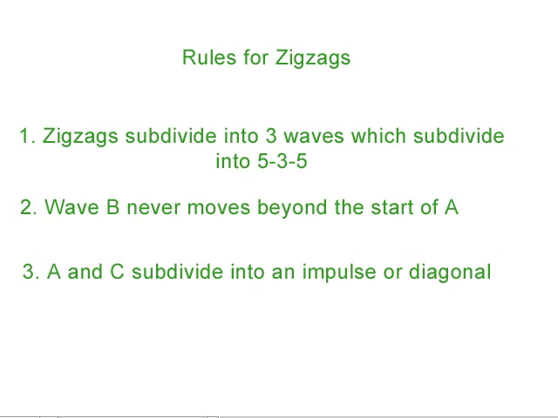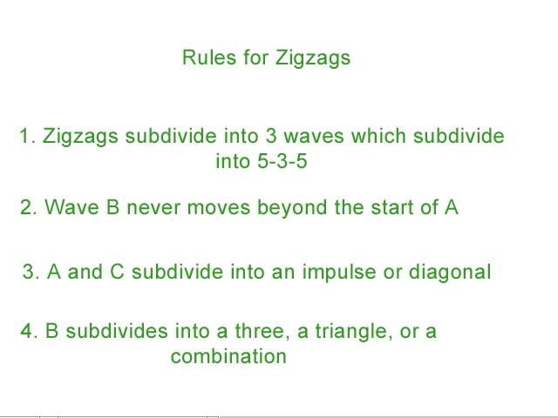Waves A and C both subdivide into a 5-wave impulse or a diagonal, and wave B subdivides into a 3, a triangle, or a combination.